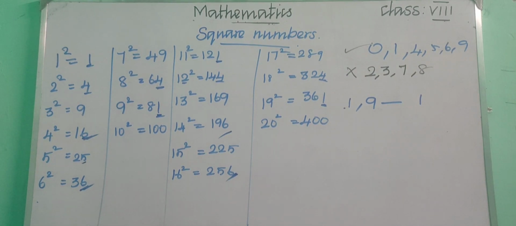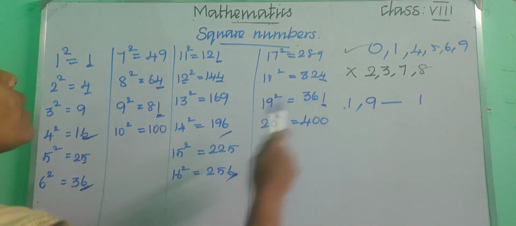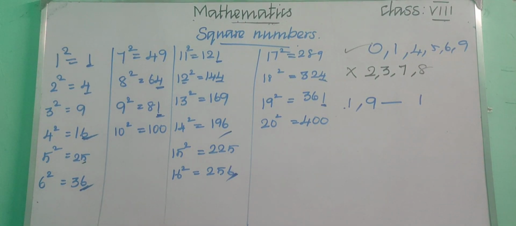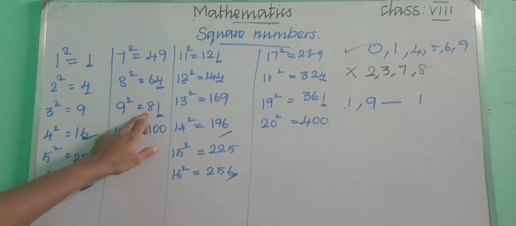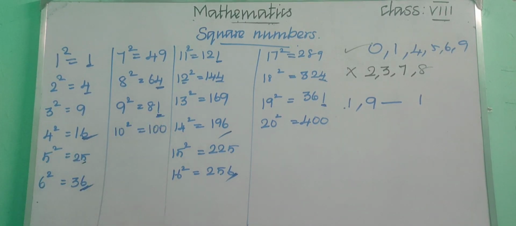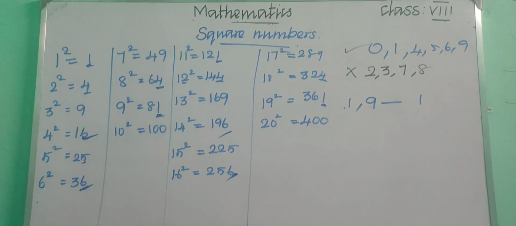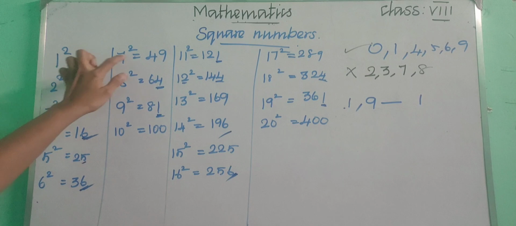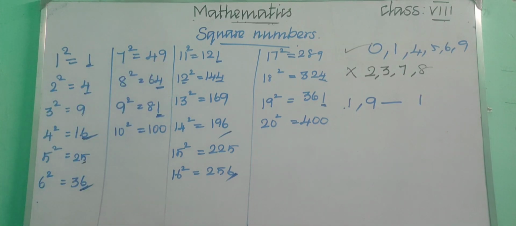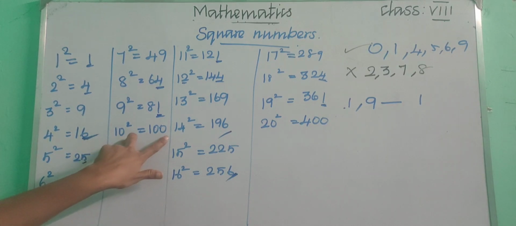If it is 1 squared or 9 squared, it ends with 1. If it is 2 squared and 8 squared, it ends with 4. If it is 4 squared and 6 squared, it ends with 6. And if it is 3 squared and 7 squared, it ends with 9. If it is 5 squared, it ends with 5. And if it is 10 squared, it ends with 0.